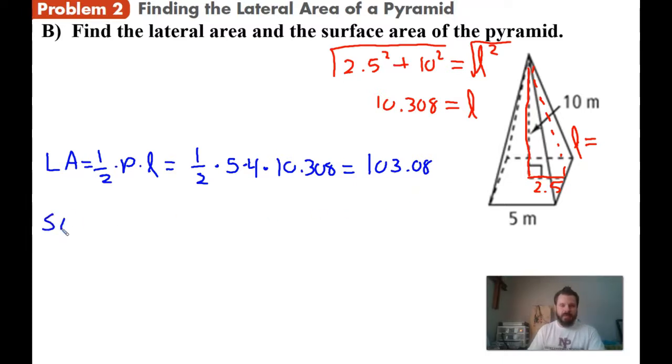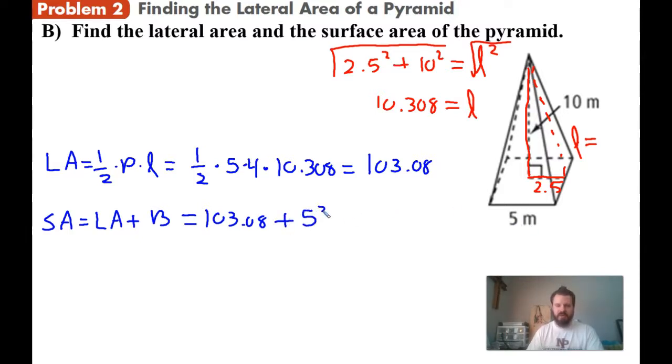And then to finish up, surface area then is the lateral area plus the area of the square base. So in other words, 103.08 plus area of my base. Length is 5, so area would be 5 squared. When I multiply all that through, I end up with 128.08. I'm just going to say 128.1 meters squared.